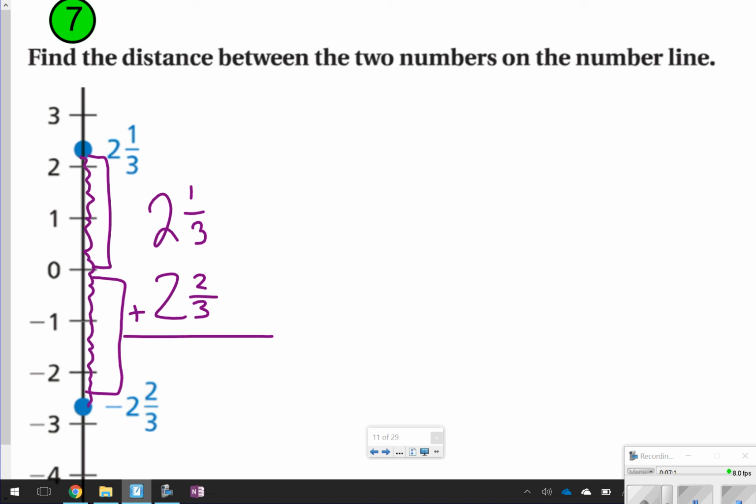So what I'm essentially going to do is just add those two together. 1/3 plus 2/3 is going to give me 3/3 or 1. And 2 plus 2 gives me 4. So when I put those both together, 4 and 1, I'm going to get 5.